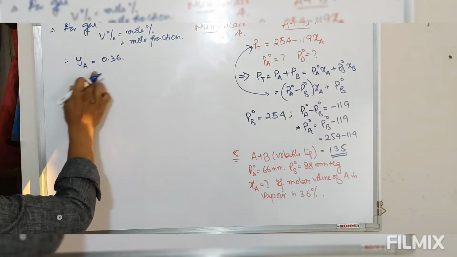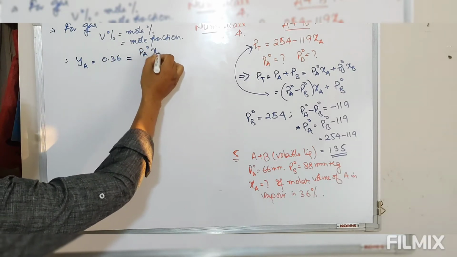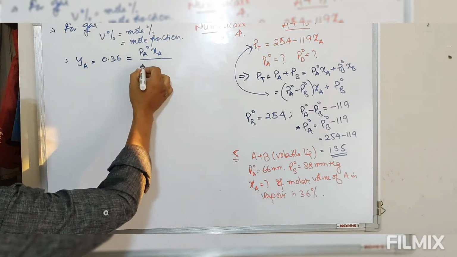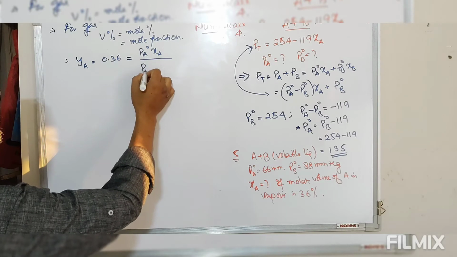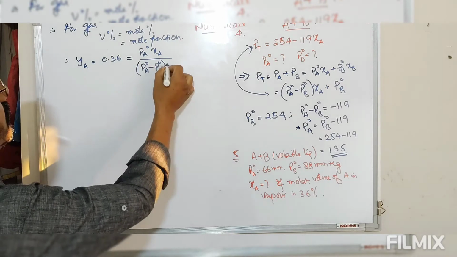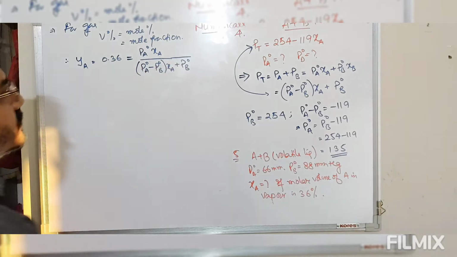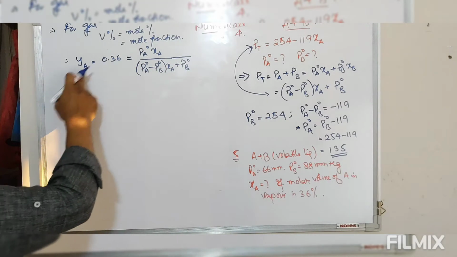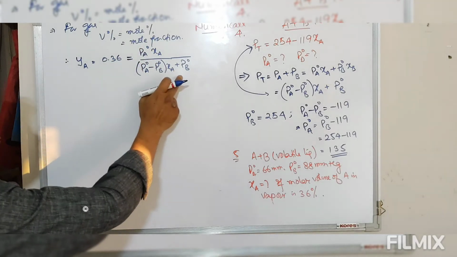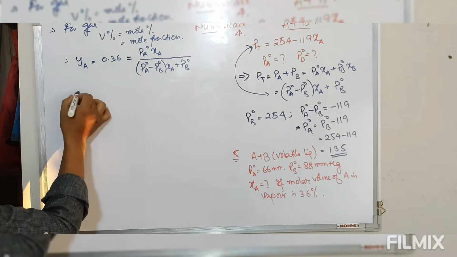Now look at this. YA is equal to PA0 XA divided by total pressure. Total pressure is (PA0 minus PB0) XA plus PB0, that is Dalton's law. So mole fraction is partial pressure divided by total pressure. The partial pressure of A is PA0 into XA. This is the total pressure, which is expressed in terms of the mole fraction of A.